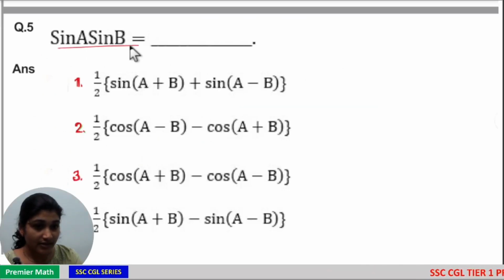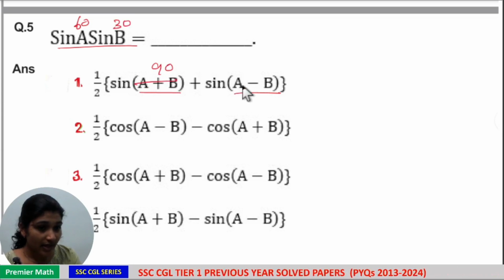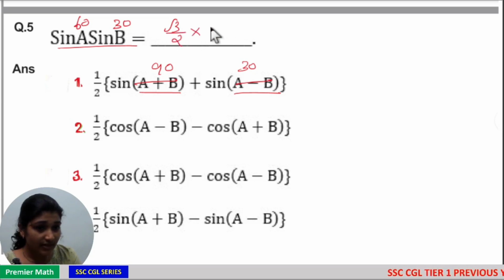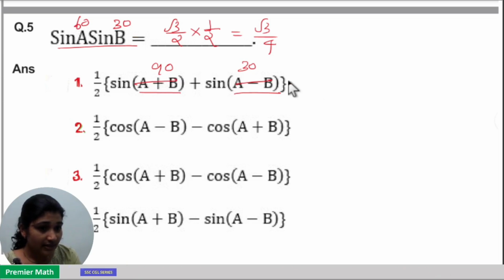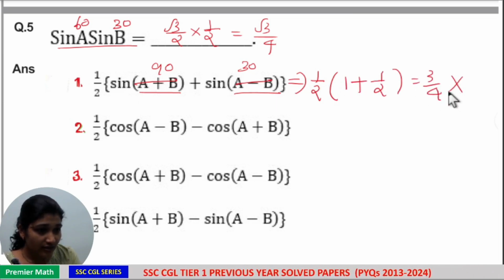Sin A sin B is equal to, here we have A plus B and A minus B. So if I take A as 60 and B as 30, then A plus B becomes 90 and A minus B becomes 30. Then it will be easier for me to calculate the answer. Sin 60 is root 3 by 2 and sin 30 is equal to 1 by 2. Then the answer becomes root 3 by 4. So check for root 3 by 4 in the options. Taking A as 60 and B as 30, this first option will become 1 by 2 into sin 90, which is 1, plus sin 30, which is 1 by 2. Now this will become 3 by 4. That is not our answer.